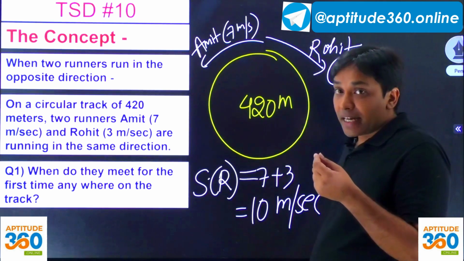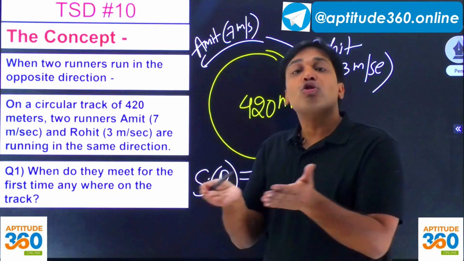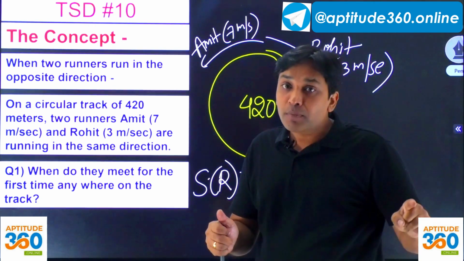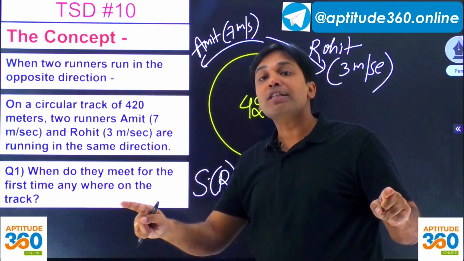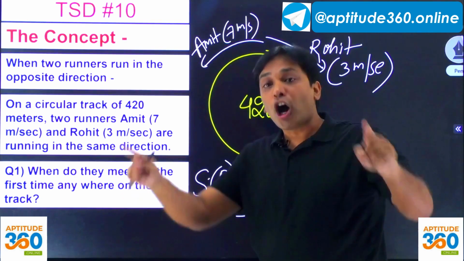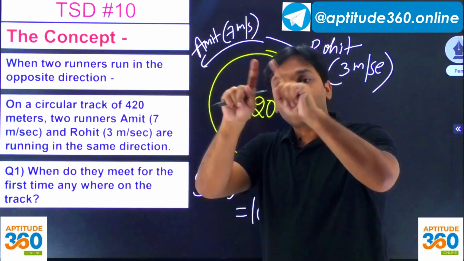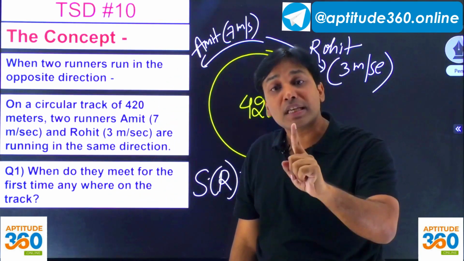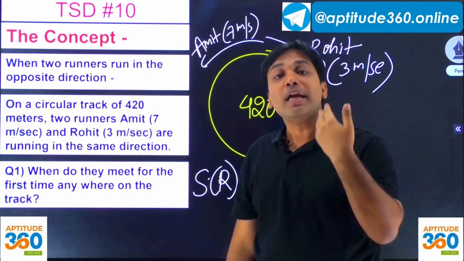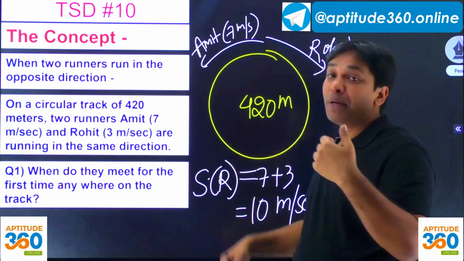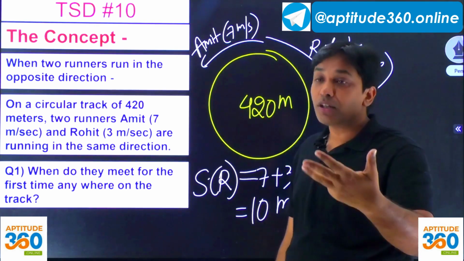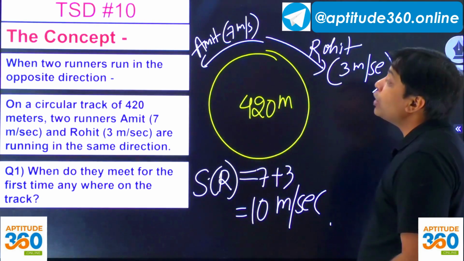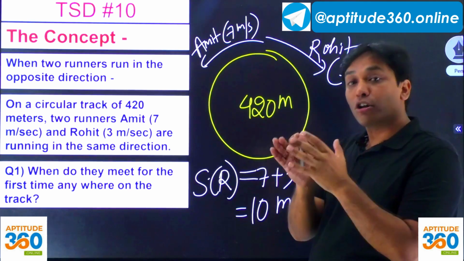In 1 second the gap between Amit and Rohit is going to be 10 meters. By 7 meters Amit ran ahead, and on the circumference 3 meters Rohit ran ahead. So on the circular track the gap between them is going to be 10 meters in 1 second. In 2 seconds it is going to be how much? 20 meters. In 3 seconds it is going to be 30 meters, and so forth and so on. And you want them to meet anywhere on the track.